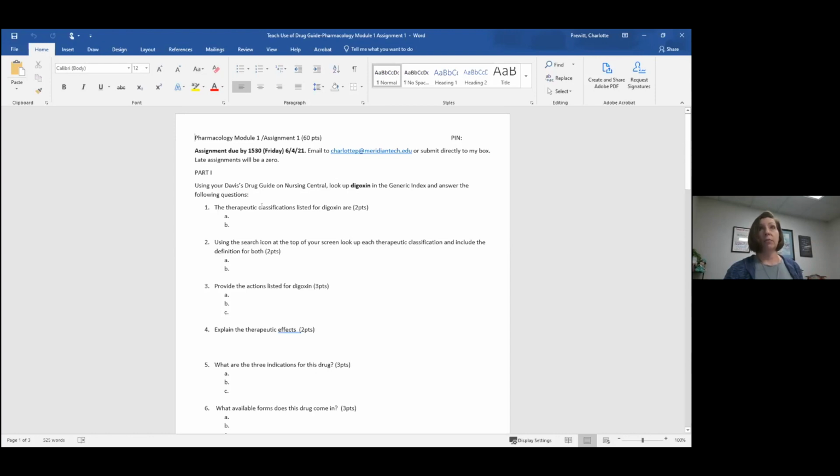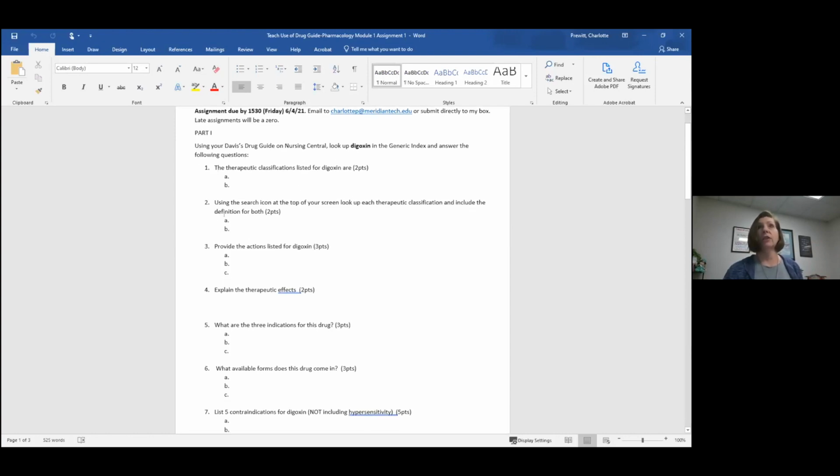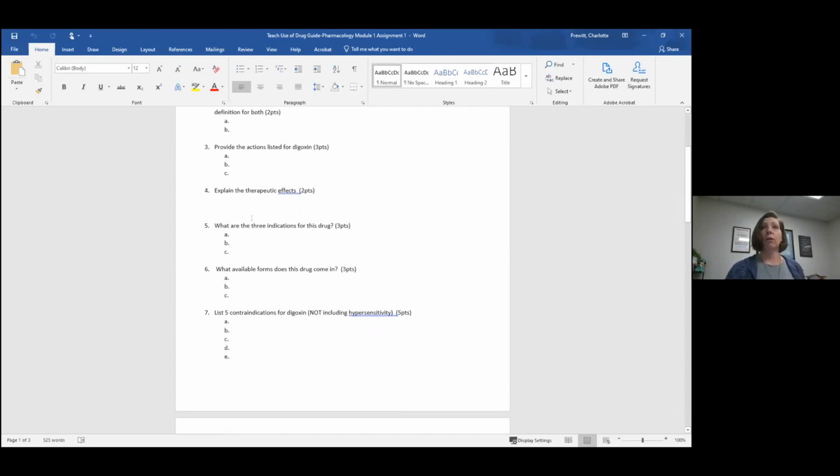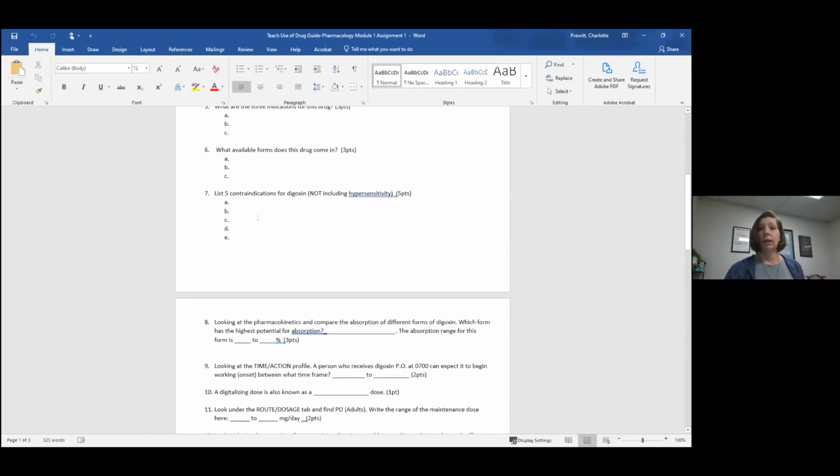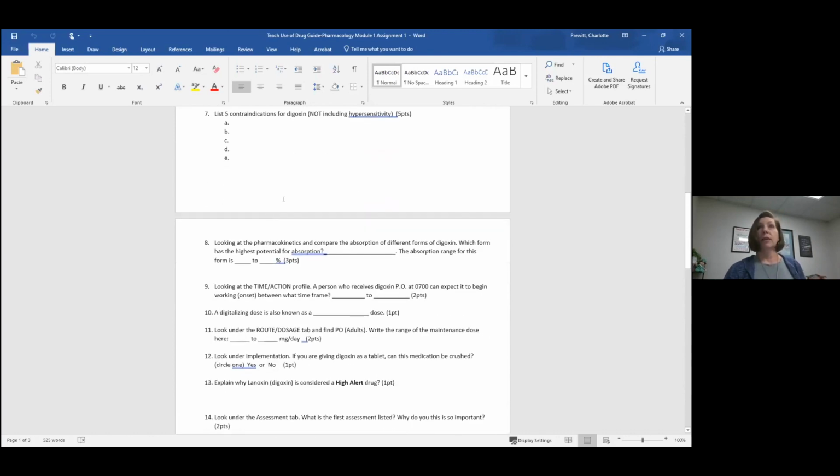I have them tell me the therapeutic classifications. When they search and find that classification, I have them tell me the definition for those two classifications. And we go all the way through the digoxin entry as it's presented. Then at the end, I ask them some more questions about it.